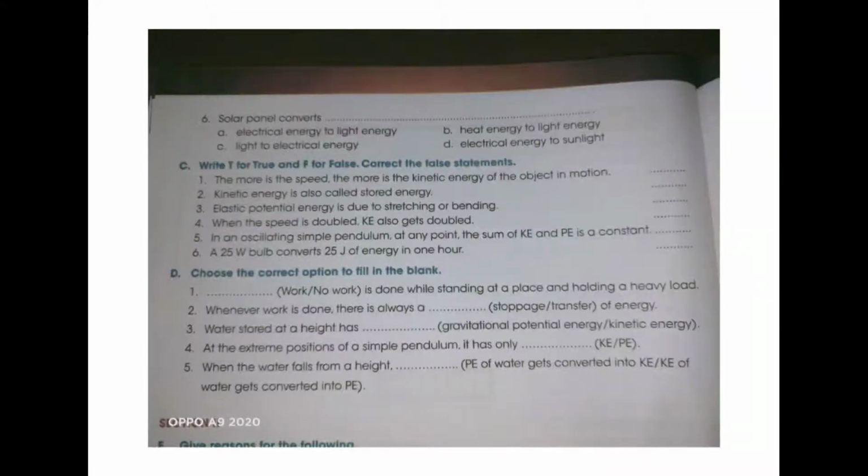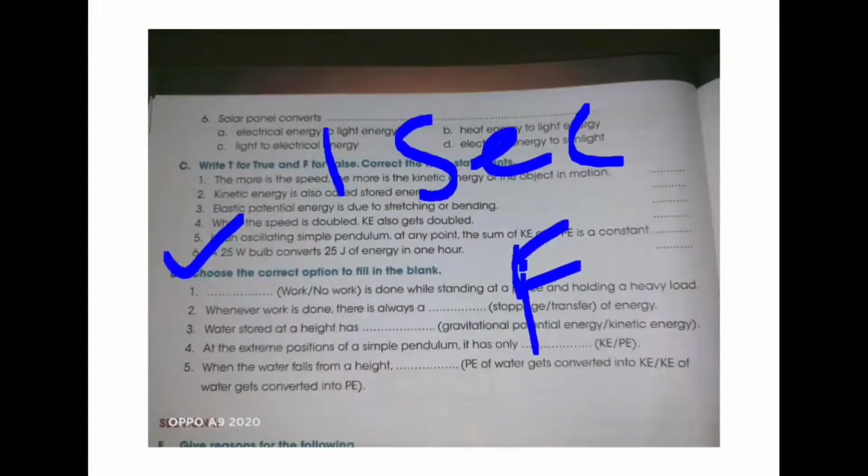Okay, next, number 5. In an oscillating simple pendulum, at any point the sum of kinetic energy and potential energy is a constant. That is true. Okay, next, number 6. A 25 watt bulb converts 25 joule of energy in 1 hour. So number 6 is false. Okay, the correct statement is a 25 watt bulb converts 25 joule of energy in 1 second. Okay, so in place of 1 hour, you will be writing 1 second.